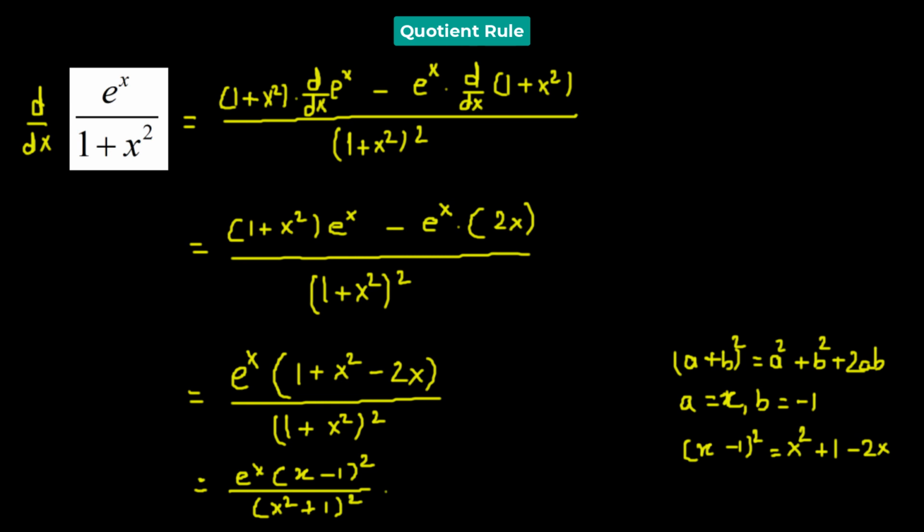So let us do another problem. So here we have the function 1 plus e raised to the power of x divided by 1 minus e raised to the power of x. So let's find the derivative using the quotient rule. So we have 1 minus e raised to the power of x whole squared in the denominator.